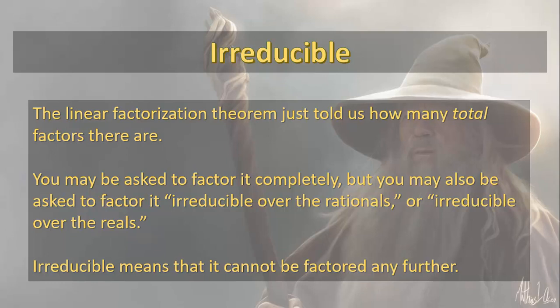The linear factorization theorem just told us how many total factors there are, but you may be asked to factor it completely, or you might be asked to factor it irreducible over the rationals or irreducible over the reals. Irreducible means that it cannot be factored any further. So if they say irreducible over the rationals, that means there are no other rationals that can be factored out of it. It sounds a lot more complicated than it is.